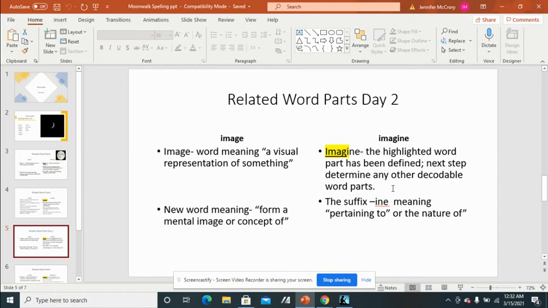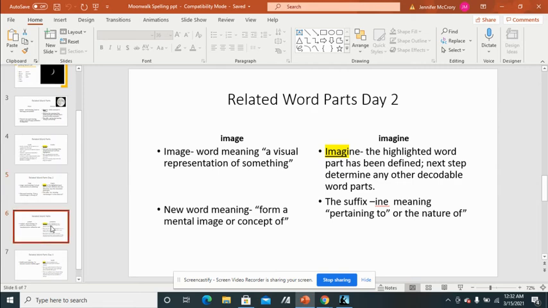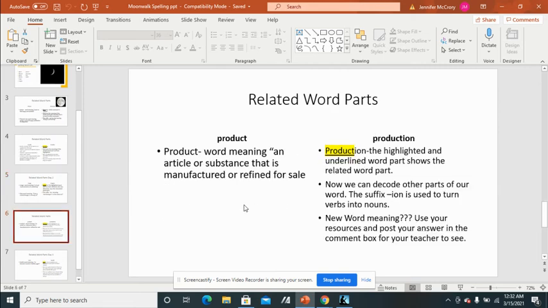Now we have a whole new meaning. So image changed to imagine now has a new word meaning of to form a mental image or concept of, which means when you imagine, you're reading a book, you're reading a mystery, you're imagining all the events that are taking place in that story. Right? Very good. So let's take a look at 2 more.